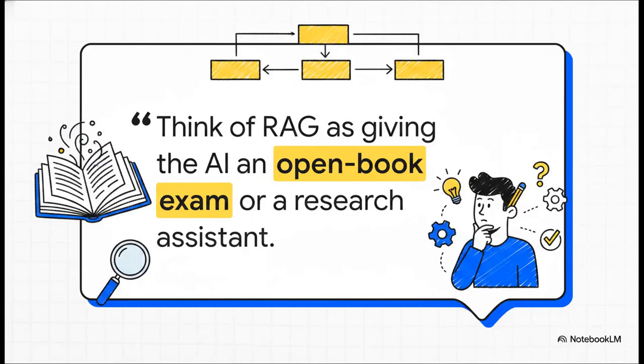I love this analogy. Think of RAG as giving the AI an open book exam, or maybe assigning it a really fast research assistant. This brilliantly illustrates the core concept, because we're decoupling the quote-unquote intelligence of the model from its actual knowledge. The model brings the reasoning, the grammar, the ability to synthesize. But the RAG system, that brings the actual verifiable facts to the table.